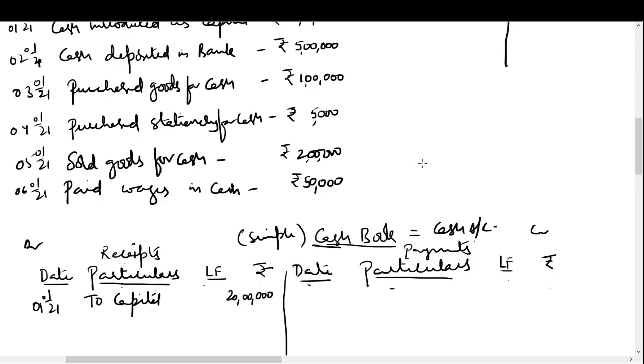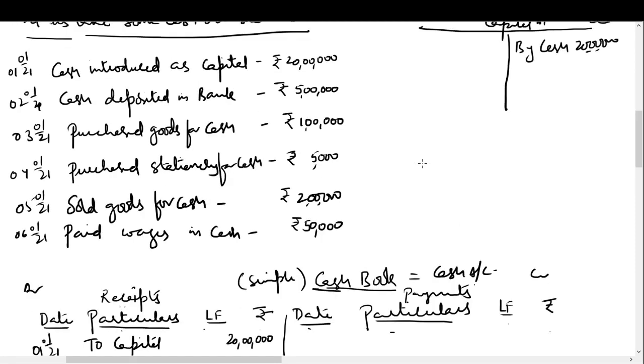Cash account is debited. If you remember, the entry for this transaction would be cash account debtor to capital account. Cash account needs to be debited and capital account needs to be credited. That is what we are doing here. It is a receipt of cash for the business, hence it is recorded on the receipt side. The cash is coming from capital, that is why I am writing to capital, and correspondingly I have posted in the capital account on the credit side by cash.